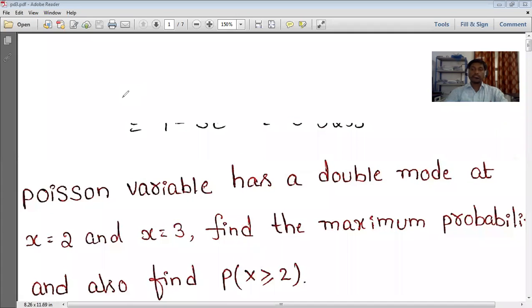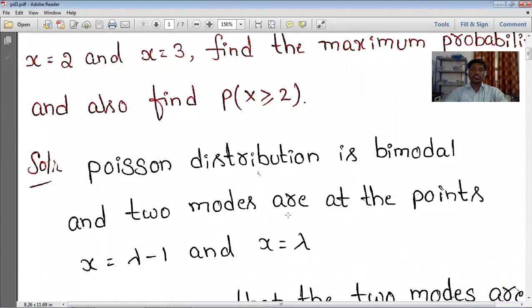Next, the given Poisson distribution is bimodal. So that one we wrote as what they mentioned, double mode or bimodal. Bi is nothing but 2, so that's why here we wrote 2 modes, at the points x is equal to lambda minus 1 and x is equal to lambda. So this we already proved.